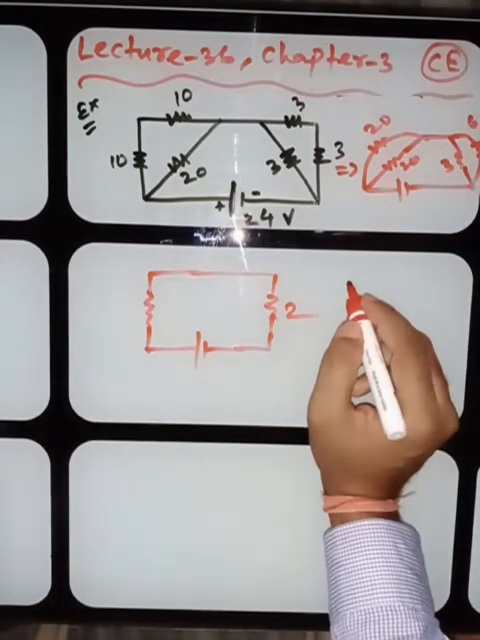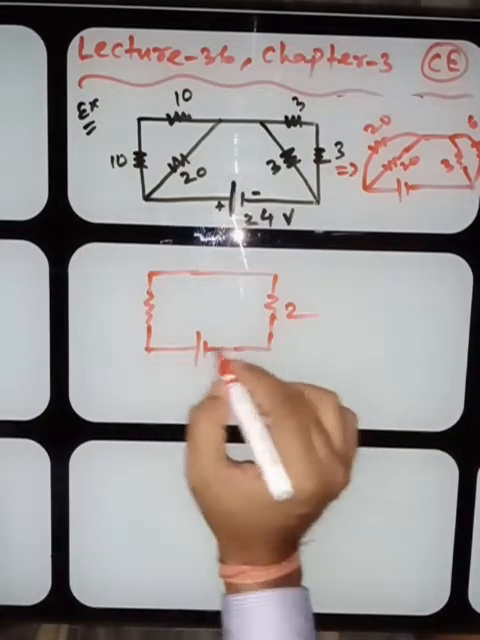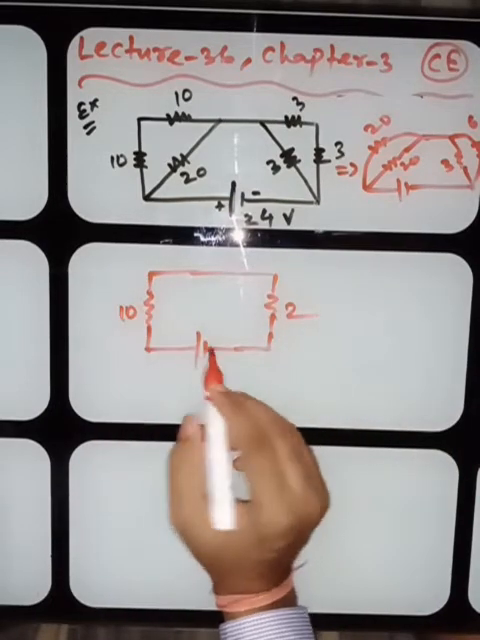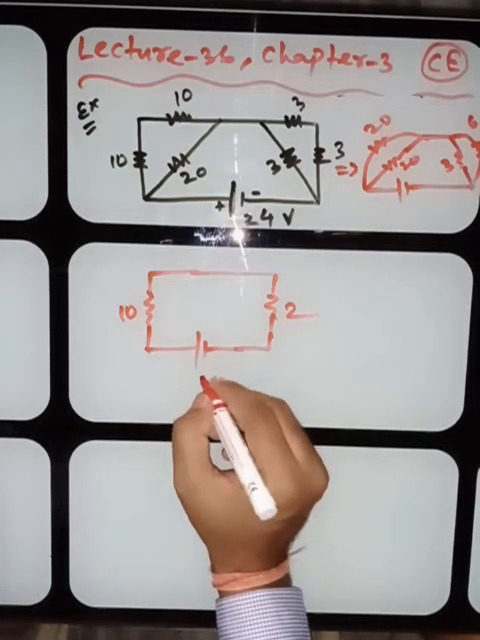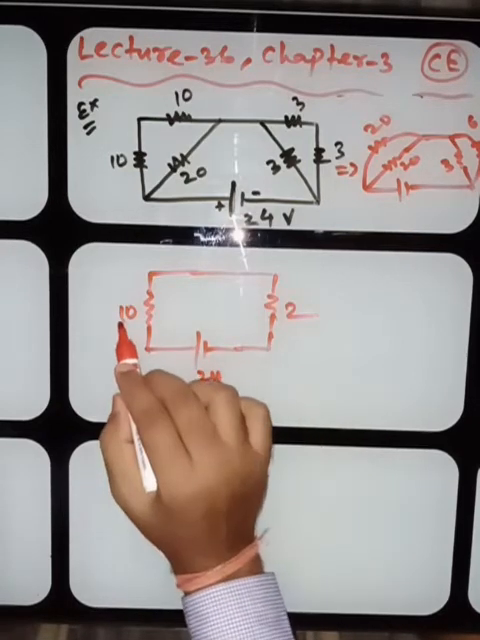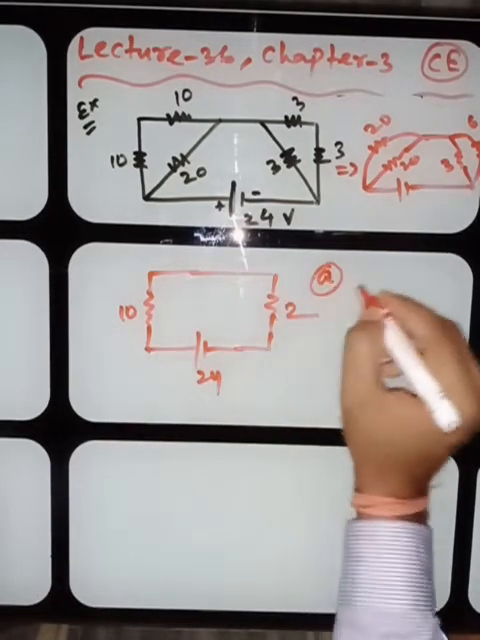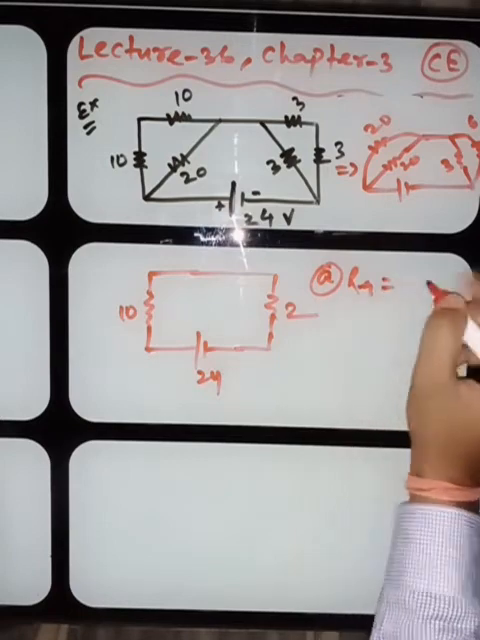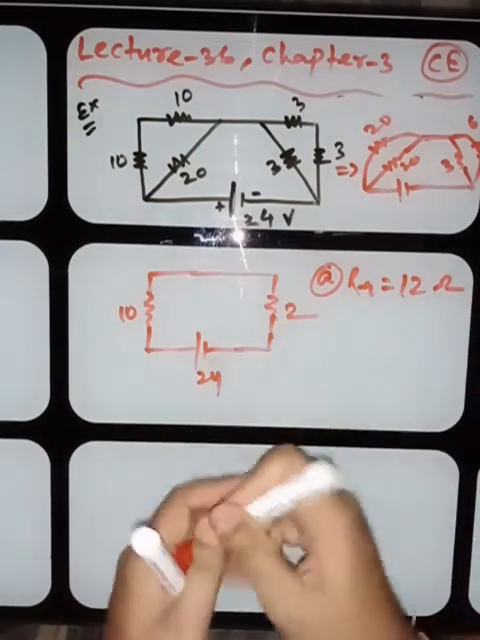How? So 6 into 3 divided by 6 plus 3, it is 2, and here it is 20, 10, 2. 20 are in parallel, so it will be 10, and the battery 24 volt. How much is it? 10 plus 2, 12. So the first answer, R equivalent is 12 ohm. Okay, R equivalent is 12 ohm.